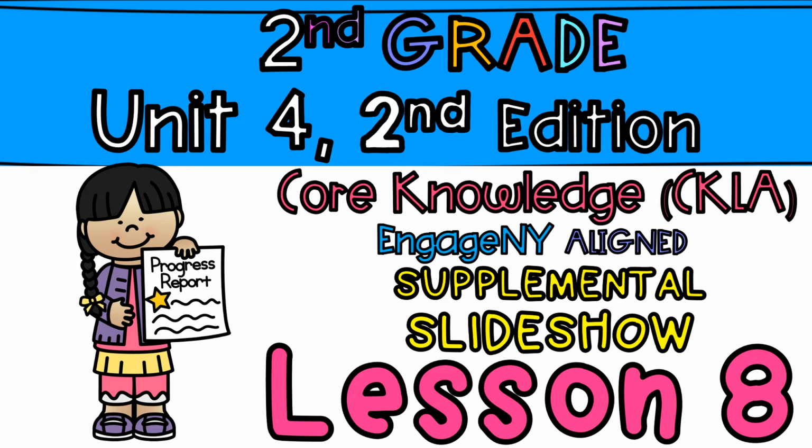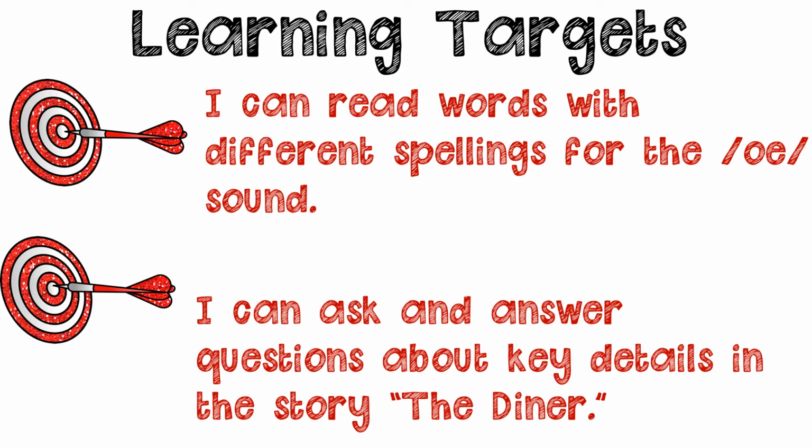Unit 4 of Skills. Our learning targets for today: I can read words with a different spelling for the O sound. I can ask and answer questions about key details in the story, The Diner.